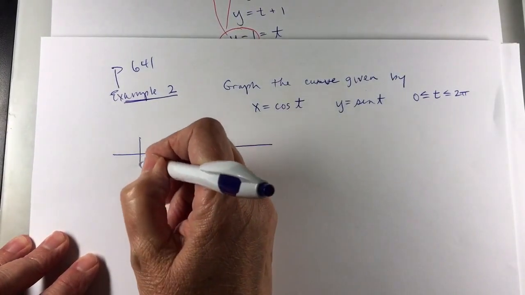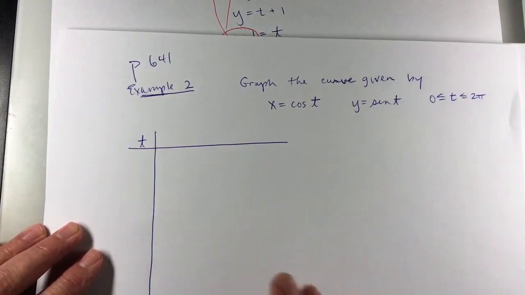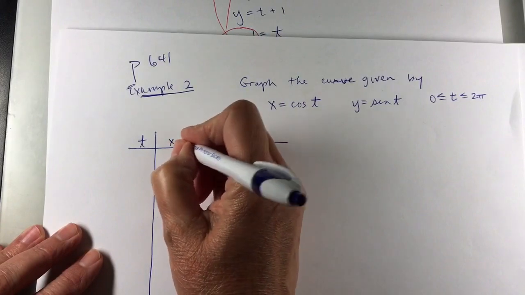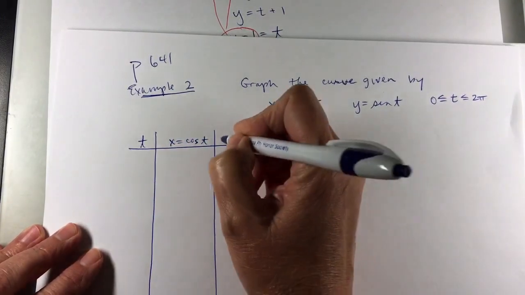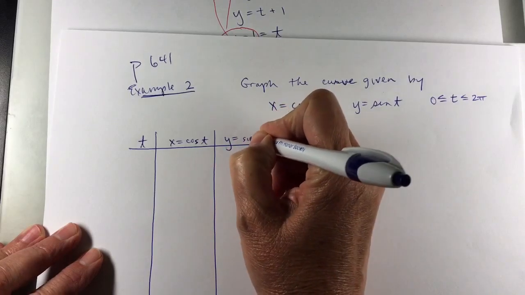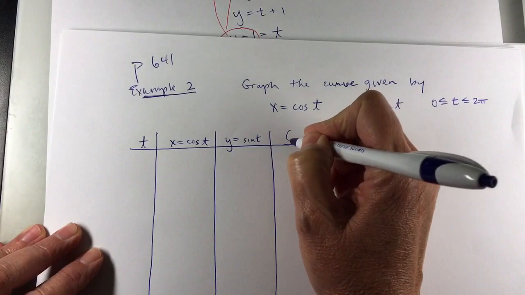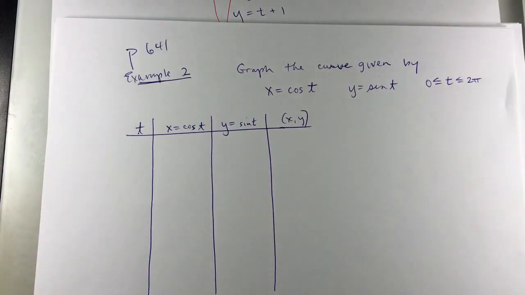For this one, I will have a column for t. We'll have a column for x, which equals cosine t. We'll have a column for y, which is sine t. And then my xy pair.